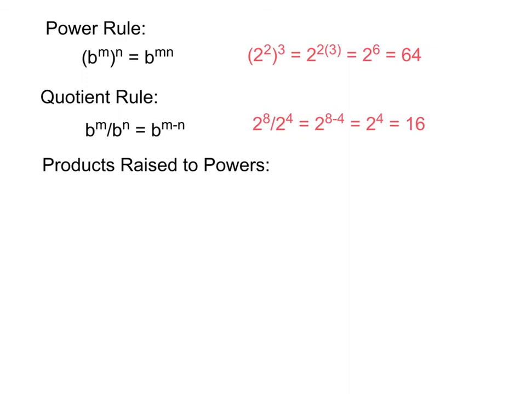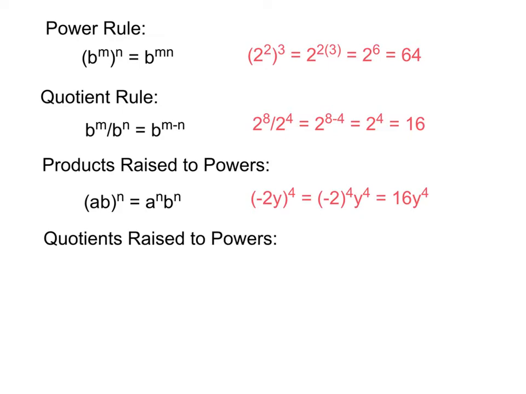The next rule we have is products raised to powers. So if a and b are real numbers or algebraic expressions, and n is an integer, parentheses a times b parentheses to the n is simply equal to a to the n times b to the n. For example, let's say we had the product minus 2y, all of that raised to the 4th power. That would be equal to minus 2 to the 4th times y to the 4th, or 16y to the 4th.